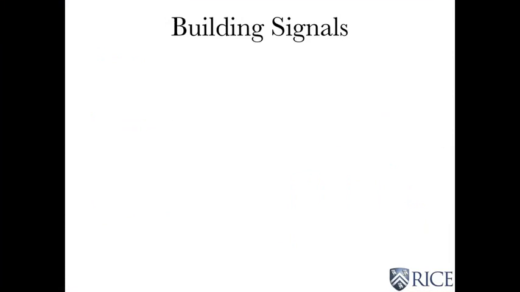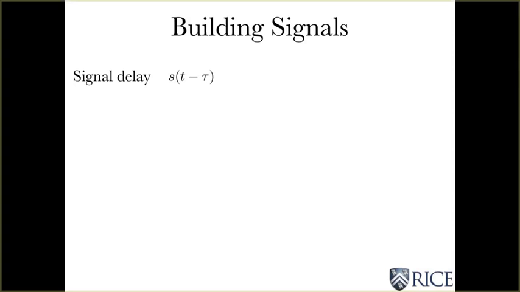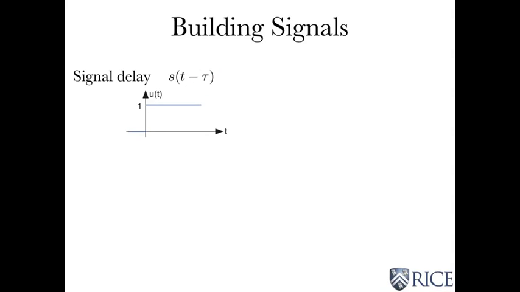All right, here comes the good stuff. Here comes the part that's very, very important. We have to build signals. What do we mean by that? The thing we have to first talk about before I get into building signals is what's called a signal delay. So here, the delay is tau, and I claim this signal is delayed in time by tau. So let's see how that works.